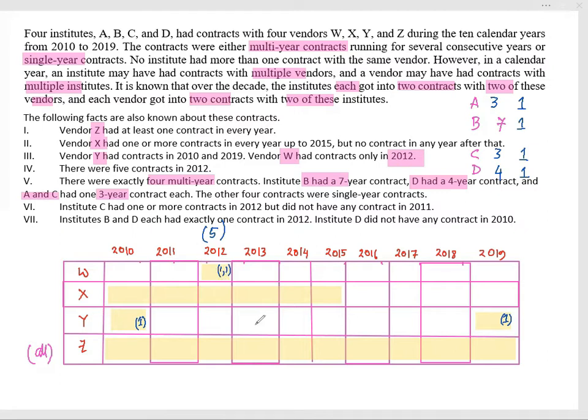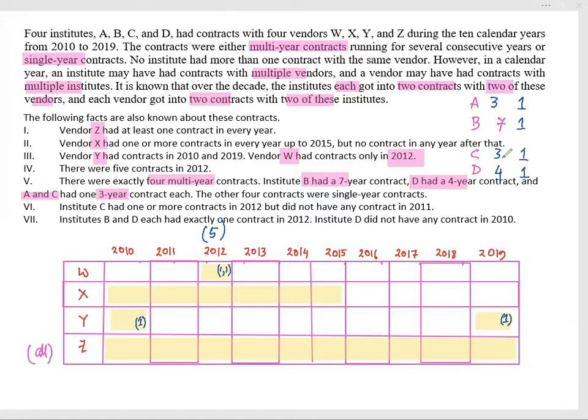Basically these are the entire single-year contracts, because for Y there are 2 different years, 2010 and 2019, and in these 2 cases it cannot be a multi-year contract. It would be a single-year contract, and it would be with two different institutes. Similarly, for the case of W, as it is only 2012, W needs to go with 2 single-year contracts, so it should be 2 institutes with single-year contracts. So these are all 4 single-year contracts divided.